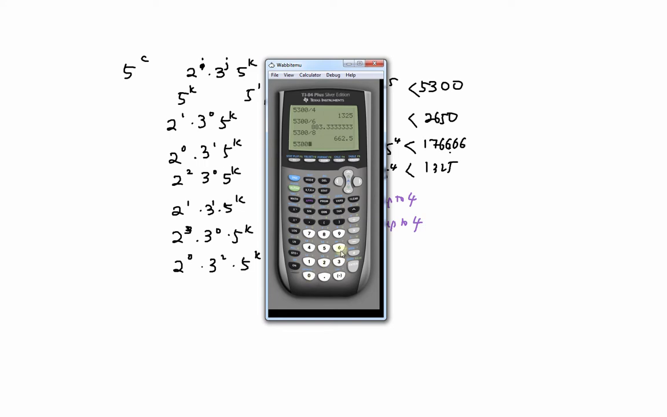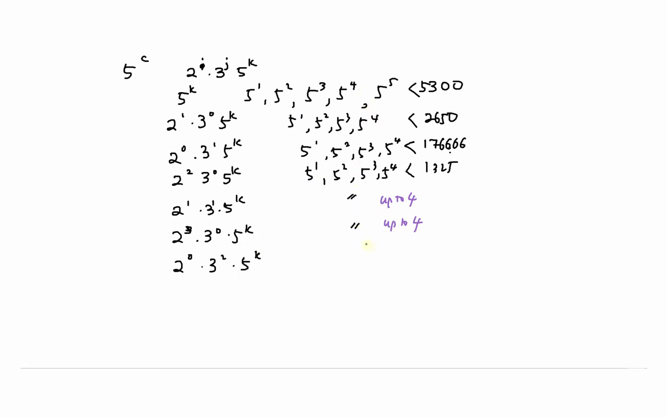Alright, up to 4. What else? 2 to the... we have 8. Okay, we can have 2 to the 0 and 3 to the 2, and 5 to the k. We have 9. When you divide it by 9, now it's less than 625, so we can take only up to 5 to the 3rd. So here we take up to 3, meaning up to 3rd power.